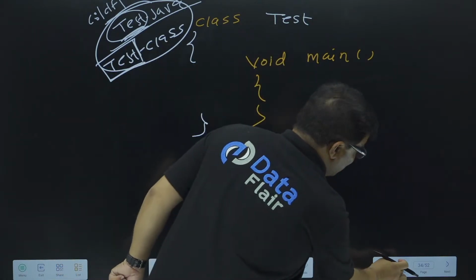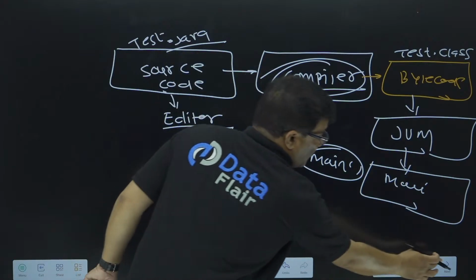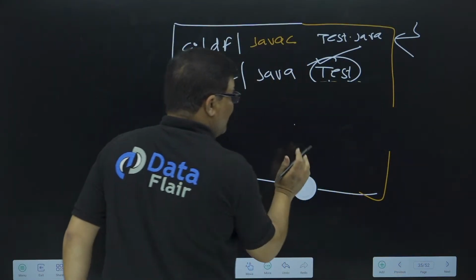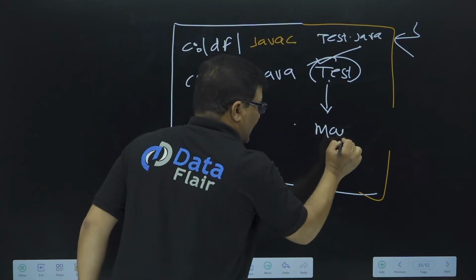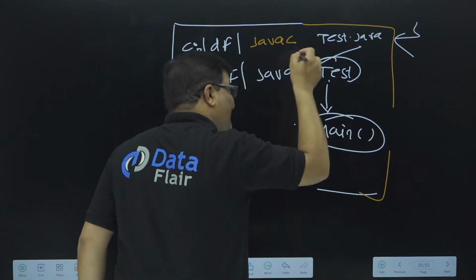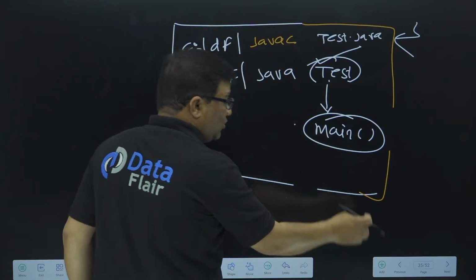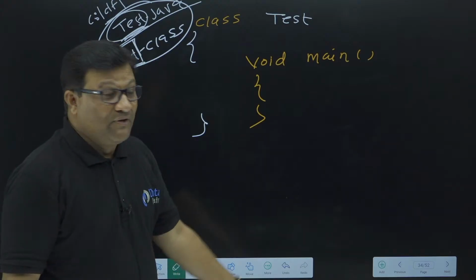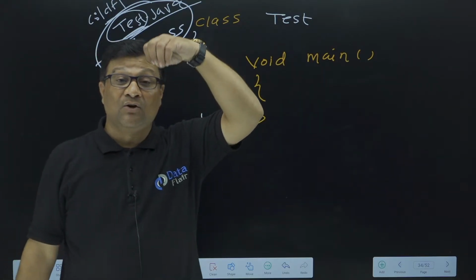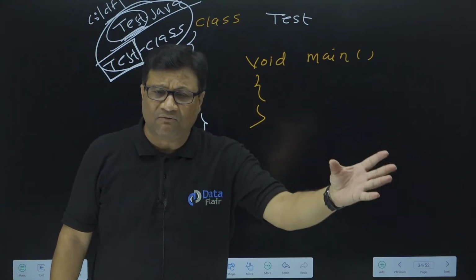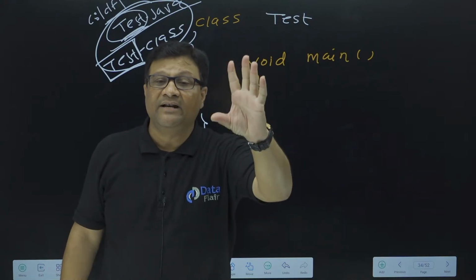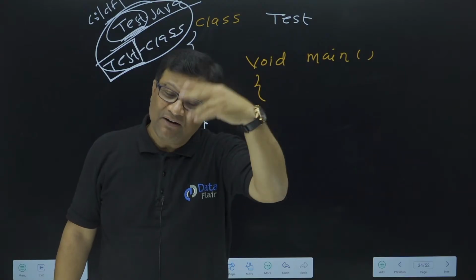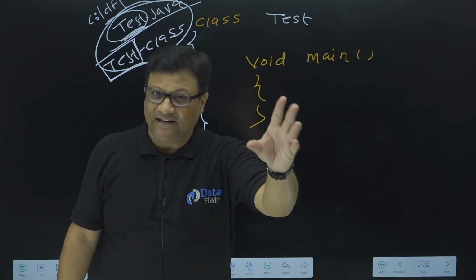If JVM wants to execute this main method, because once I write java Test, JVM starts an execution of main, then even for JVM it is compulsory to create an object of this class Test. Please try to understand: without creating an object, no one in the world will execute this method. That is the first rule, because that is a rule of object-oriented programming. But there is a second rule also: even without creating an object, we can call this method.